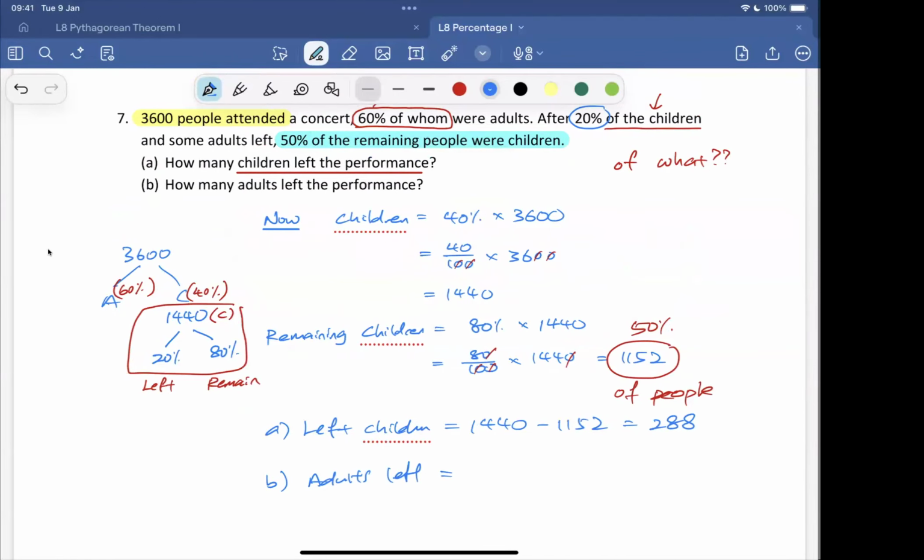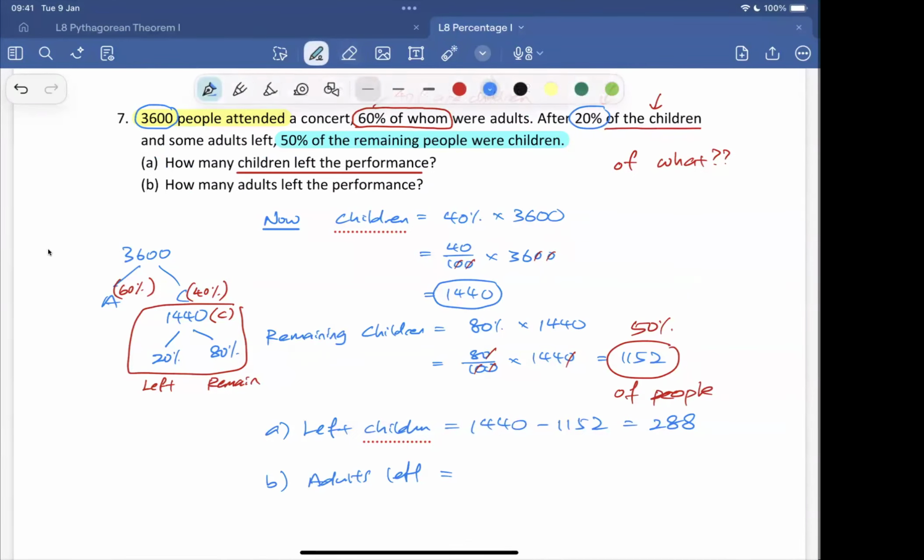60%. So let's just find 60% of 360 plus. Oh, okay, never mind. We already know that there's 1440 children, right? Yeah. So how many adults were there? The total number of people is 3,600, right? Yeah. So first, we take 60% of 3600 to find the original amount of adults.